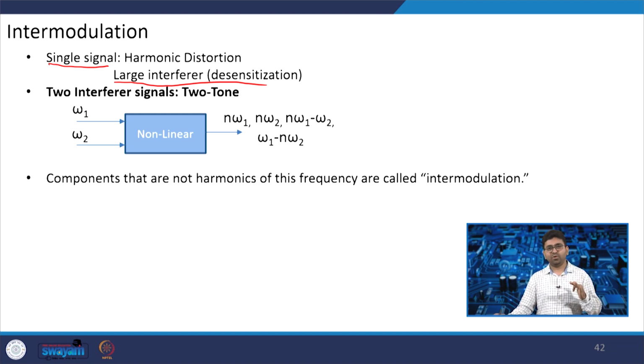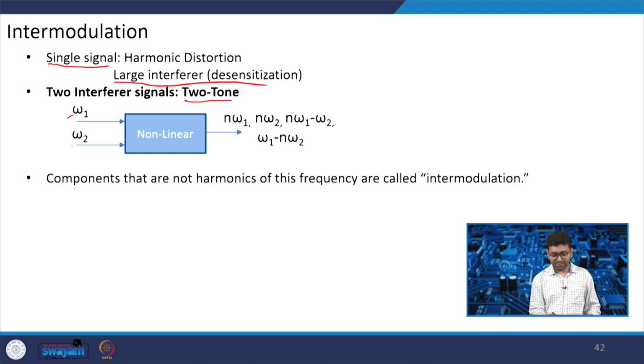Now, let us say you have two interferer signals. If you have more than one signal, mostly this is considered a two tone. For example, omega 1 and omega 2 are the input frequencies. So, in a two tone, two frequencies are applied. Make sure that omega 1 and omega 2 are placed very near to each other.